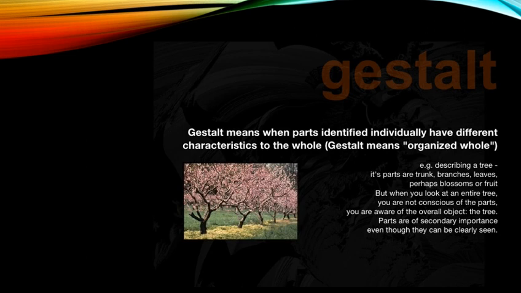For example, whenever we see a certain object, we see that object as a whole, keeping inside its parts, but actually we describe it as a whole. For example, describing a tree, its parts are trunk, branches, leaves, and so on. But when we look at an entire tree, we are not consciously looking at or describing the parts. We are aware of the overall object, that is tree. In Gestalt psychology, parts are of secondary importance even though they can be clearly seen.